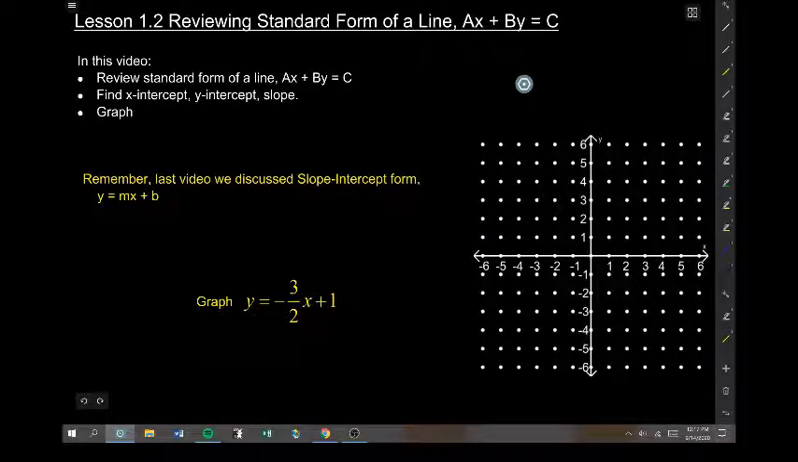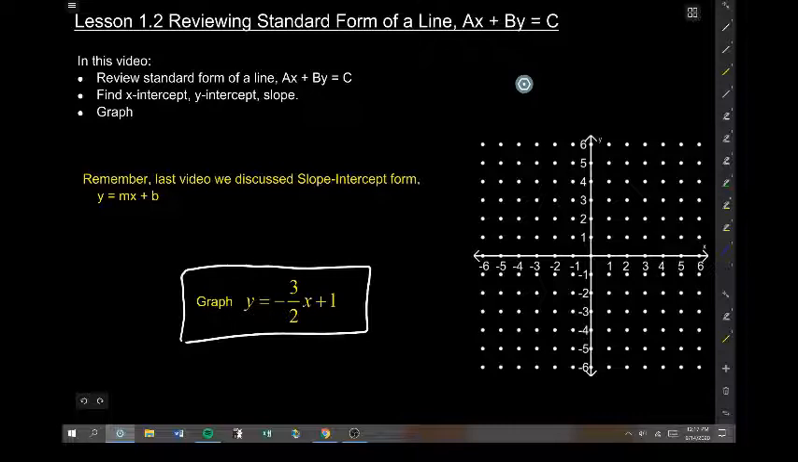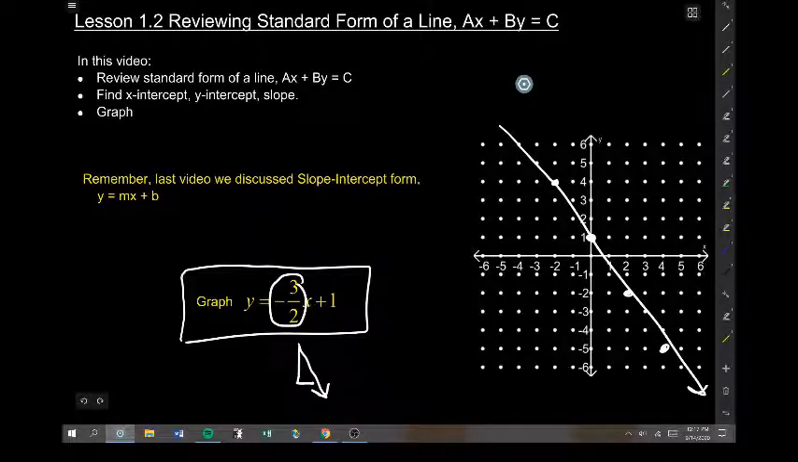Remember last time we talked about how to graph slope-intercept. Here the y-intercept is 1, and the slope is going down 3 and right 2, so it's going like this. And negative slope means you go down as you go to the right, so down 3, right 2, down 3, right 2. Once you've gone down and right, you can go up and left. This line would look kind of like this. It's a very quick sketch.